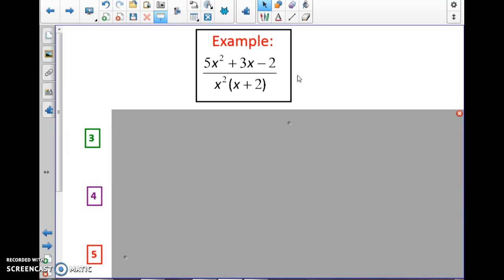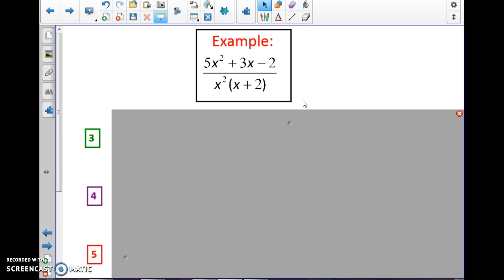So here's my example problem. I did go ahead and give you something that was already factored for you. So you actually have step 1 done because the numerator's power is less than the combined denominator's power. So x squared times x to the first is x cubed. So x squared is less than x cubed. Done. Step 2 is to factor the denominator. Well, that's already done for you, so you don't have to worry about it.